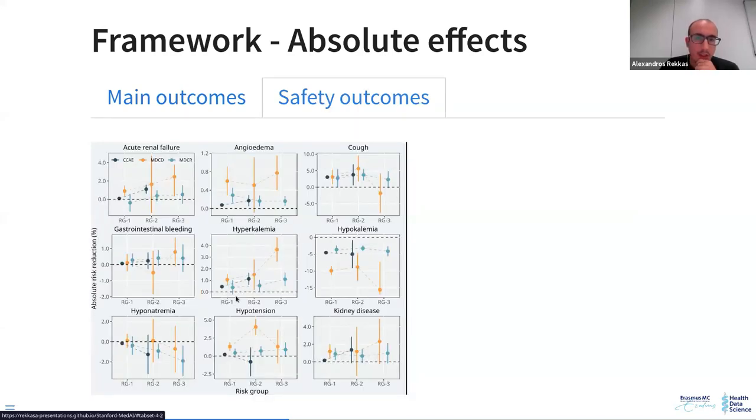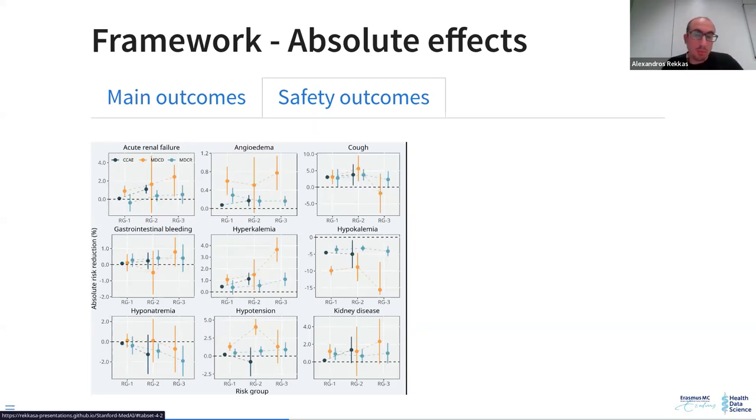And then for the safety outcomes, things are a bit different now. So again, as expected, for angioedema and cough, we see large benefits for thiazides compared to ACE inhibitors. And for hyperkalemia as well, right? And this is a lot more pronounced. However, for the outcomes of hypokalemia and hyponatremia and hypotension, we have the opposite. So we actually have a risk increase when we prescribe thiazides compared to ACE inhibitors.